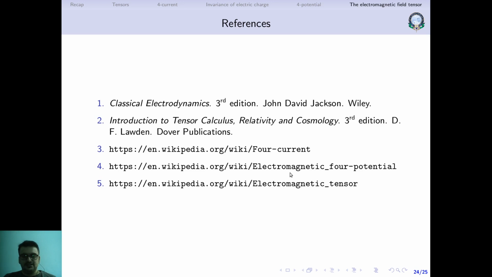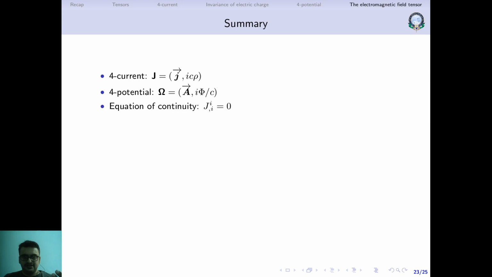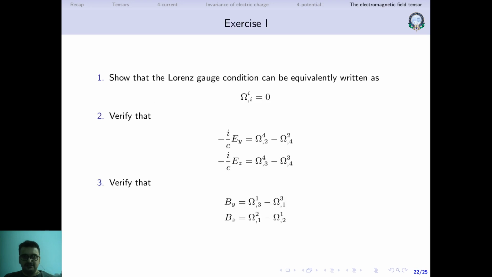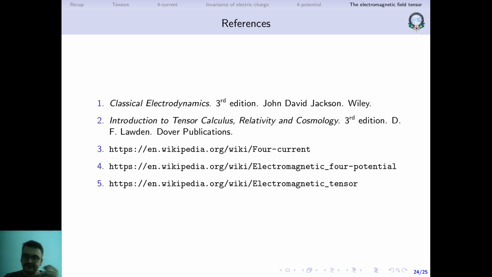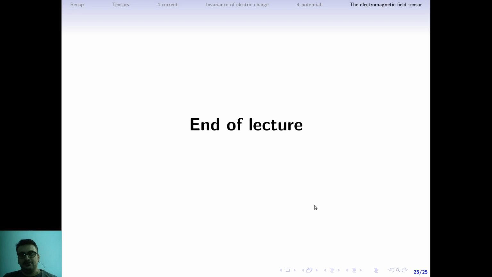So please do the problems and verify whether these are indeed the case. Verify these and refer to Griffiths, and you can go through the interesting articles in Wikipedia on four-current, four-potential, and the electromagnetic tensor. So with this we come to the end of this lecture. Thank you.